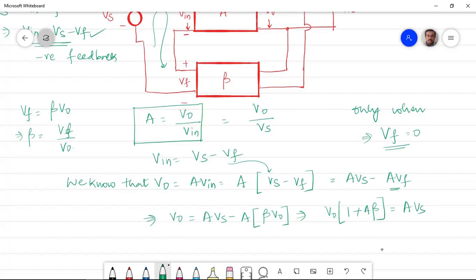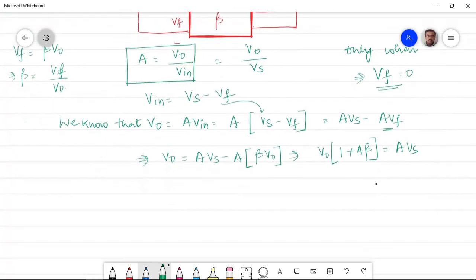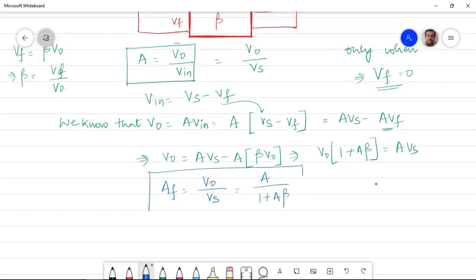Now it is very clear that AF, which is defined as V naught by Vs, go back to your first lecture series that we had discussed about the basics of the feedback, where we defined what is the closed loop gain AF. It is nothing but this is equal to A divided by 1 plus A beta. So it means we are able to get the same gain equation what we had defined there.